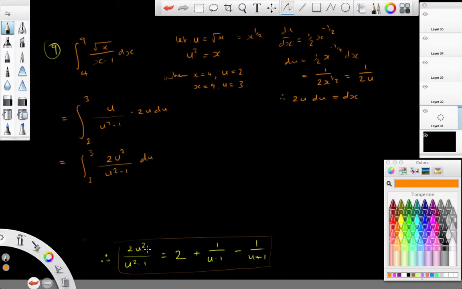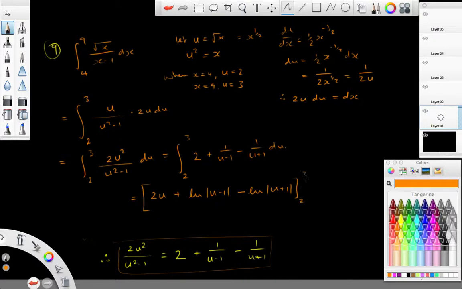And we've already done this here, so we can immediately rewrite that as the integral from 2 to 3 of 2 plus 1 over u minus 1 minus 1 over u plus 1 du. That's easy, they're all logarithms. So that's going to give us 2u plus the natural log of u minus 1 minus the natural log of u plus 1 between the limits of 2 and 3.